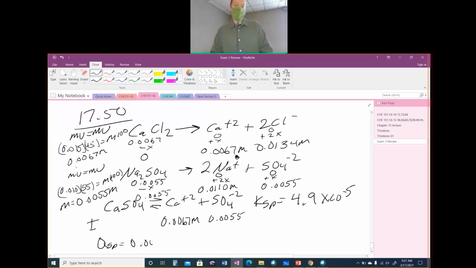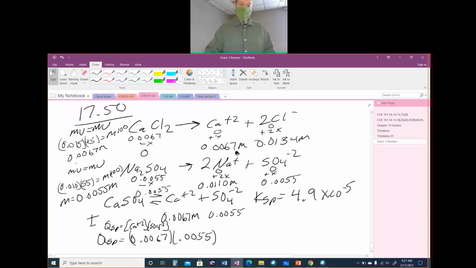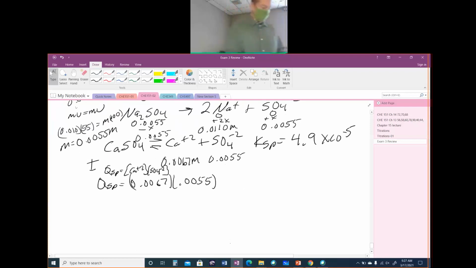So that is your 0.0067 times your 0.0055. I did skip a step. Let's go QSP. Same expression as KSP, calcium plus 2 concentration, SO4 minus 2 concentration. And so we're just multiplying those two initial concentrations. And when you do that, you get a 3.7 times 10 to the minus 5.